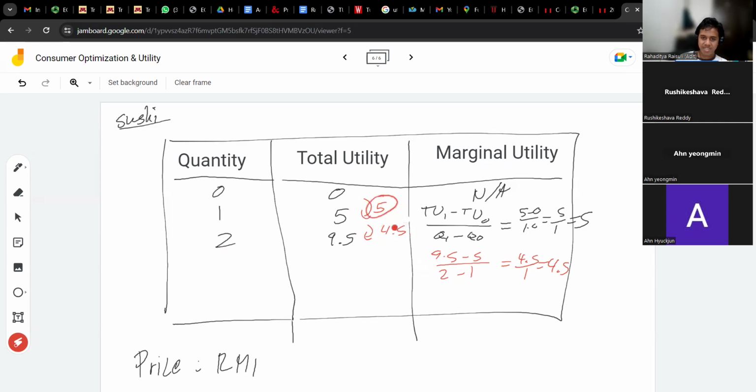So your marginal utility, you'll notice, is at first, your very first sushi bite is extremely satisfying. It's 5. Then later on, it's still super satisfying, but it's not as satisfying as the first. So it'll be like 4.5. Then usually this will continue. For example, maybe for quantity 3, you'll have, let's say, 13.5. Then you'll notice the marginal utility will keep decreasing.